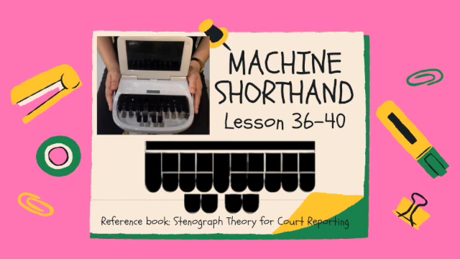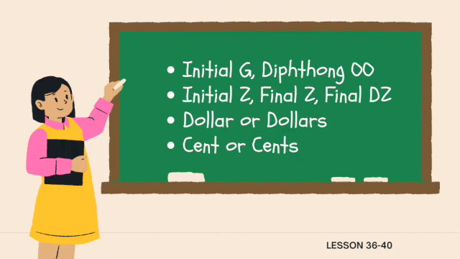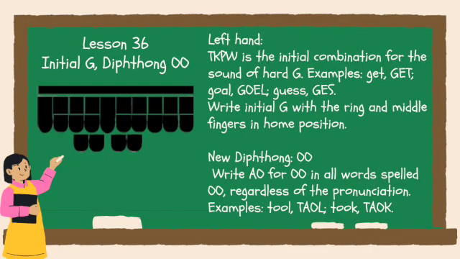Hey learners! Thanks for being with me again. So in this video, we will be learning about lessons 36 to 40. So what are the contents of lessons 36 to 40? We have here initial G, diphthong OO, initial Z, final DZ, dollar or dollars, cent or cents. So let's start. For lesson 36, we have initial G and then diphthong OO.